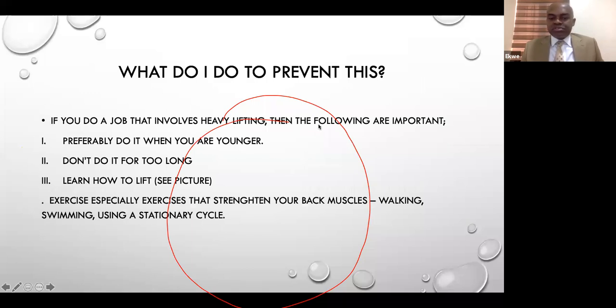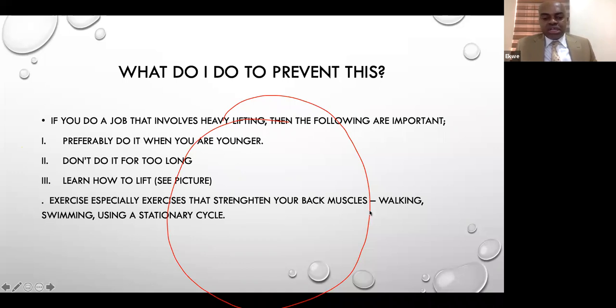If your job involves heavy lifting, then you need to think about the following. Preferably you do it when you're younger. Many jobs, say if you go to a site and you're working, you probably will see that many of the people who do the heavy lifting are much younger. So the hope is that maybe if you start heavy lifting when you're 18, by the time you are 30, you're becoming a supervisor or a foreman, and you're not doing most of the lifting yourself. Because the longer you do this, the more strain you're putting on your back. Don't do it for too long, and then learn to lift properly.